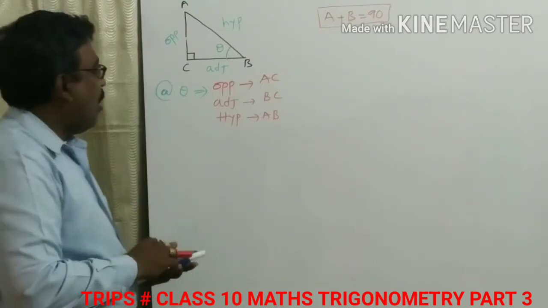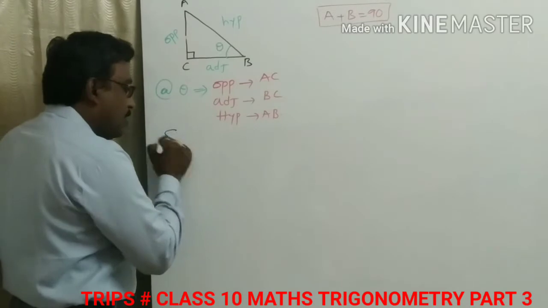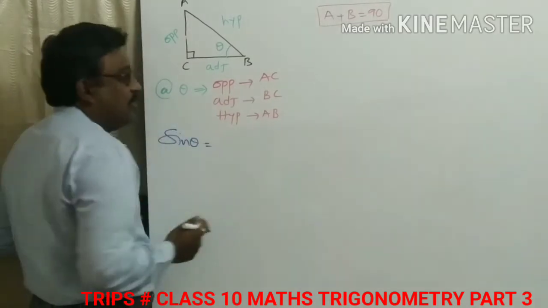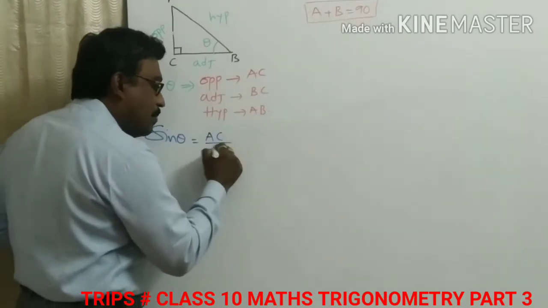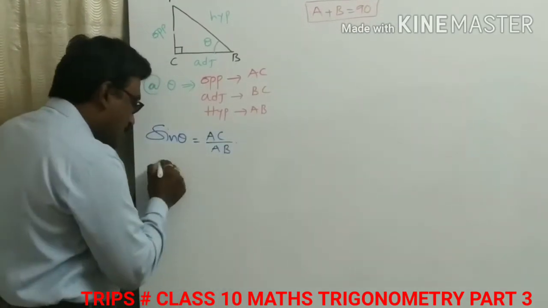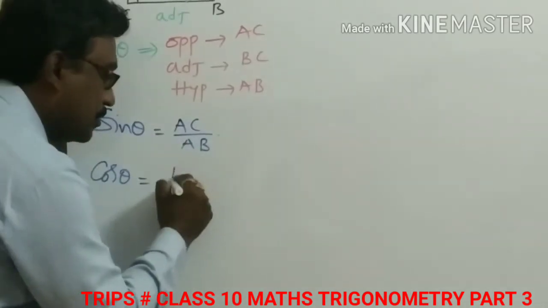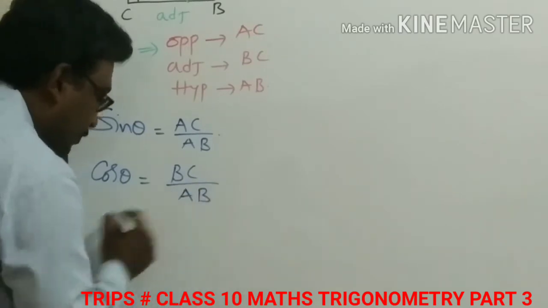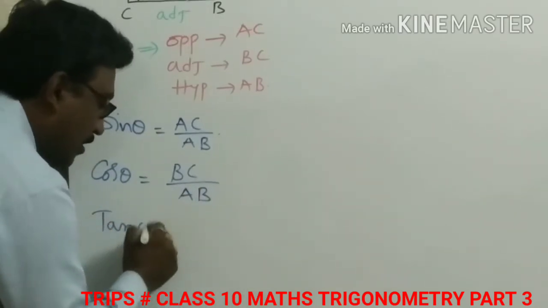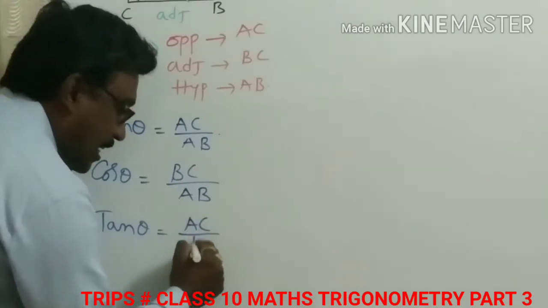Now I am writing all the trigonometric ratios. Sin theta is opposite by hypotenuse, AC by AB. Cos theta is adjacent by hypotenuse, BC by AB. Tan theta is opposite by adjacent, AC by BC.